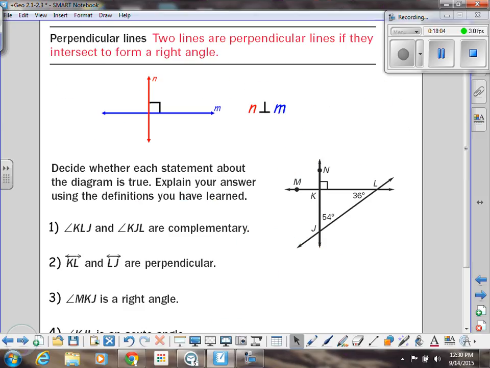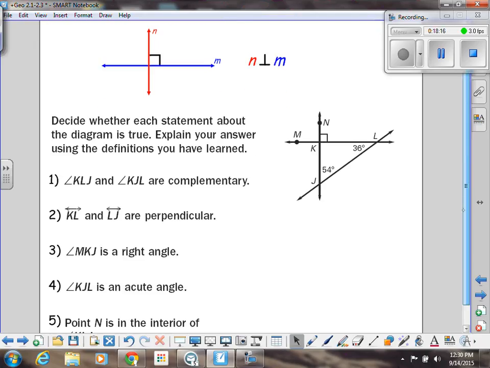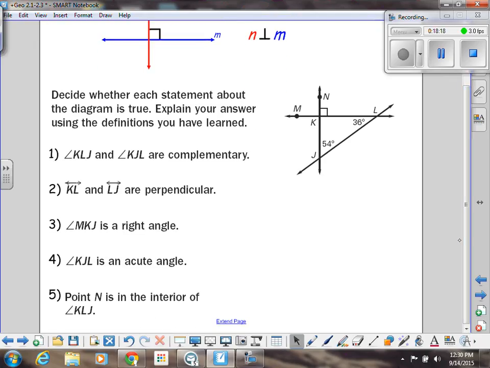Moving on. All right, perpendicular lines. If two perpendicular lines intersect, they form a right angle. Decide whether the statement about the diagram is true, and explain our answers using the definitions that we've learned.